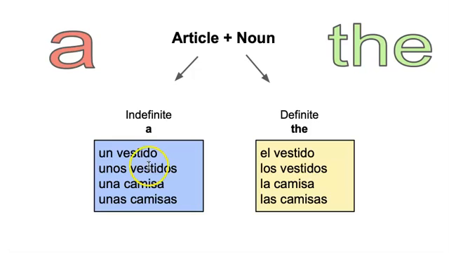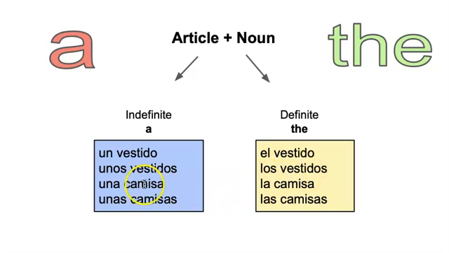But if you wanted to say dresses, you would have to say unos vestidos. For example, some dresses. Or for a shirt, it's una camisa. But if you want to say some shirts, you would have to say unas camisas. Likewise, if you want to say the dress, it would be el vestido. If you want to say the dresses, it would be los vestidos, and so forth.